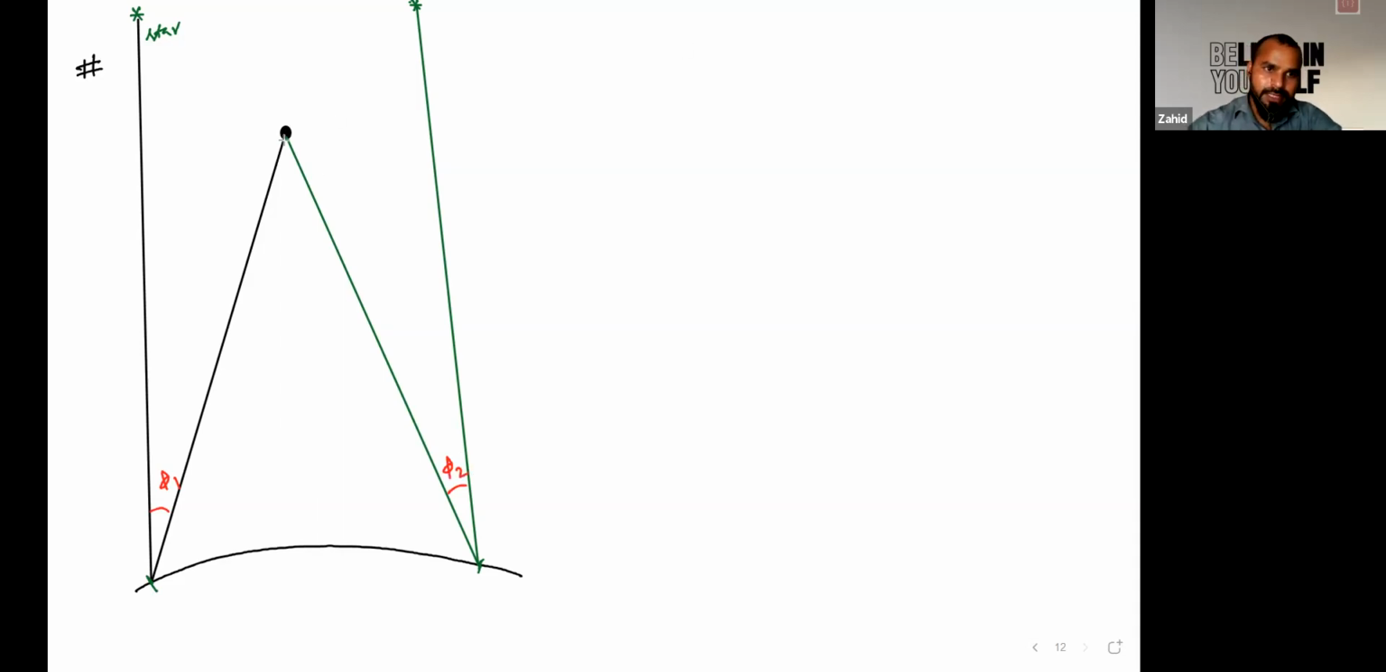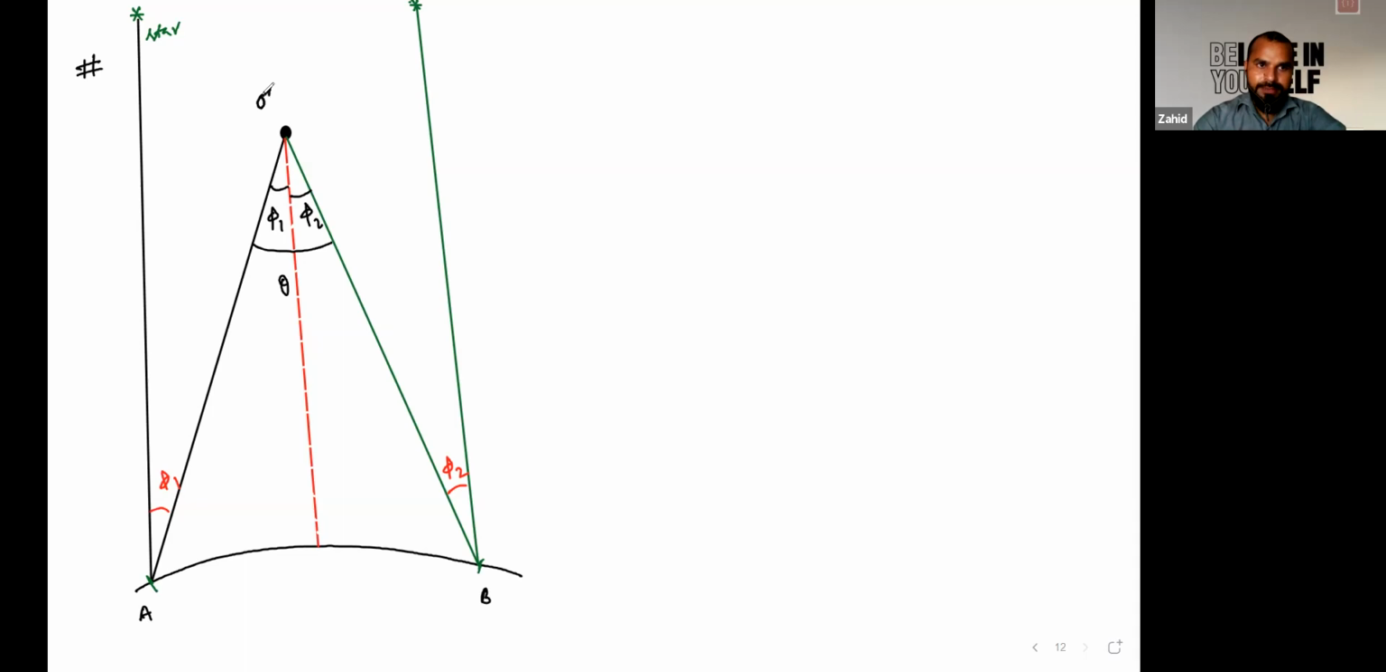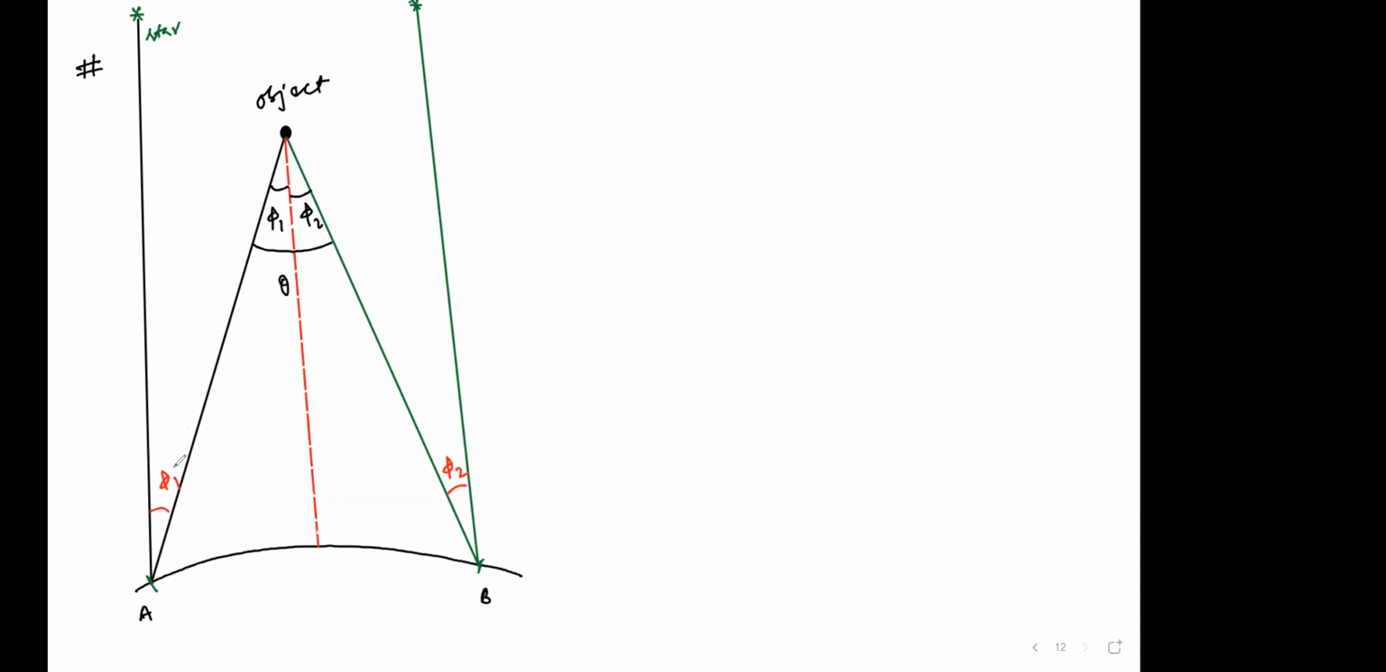If we draw a line in between them like this, all three would be parallel to each other. Using the concept of alternate interior angles, we can define this angle as phi 1 and this angle as phi 2. So the total angle inscribed would be theta. Is it fine? Yes, sir. While calculating the distance of this point object, we have taken this star as a reference point to define the first line, and then the object, and define two different lines to find the angle between them.